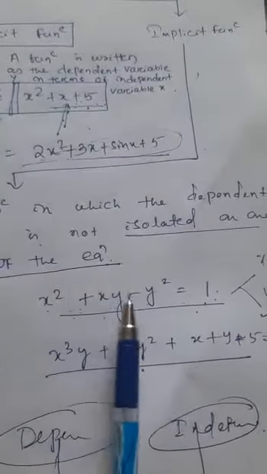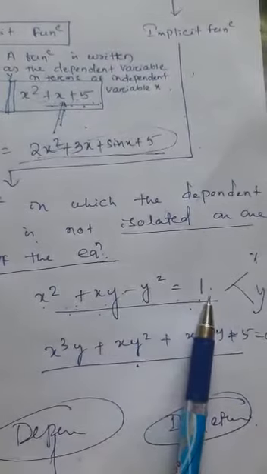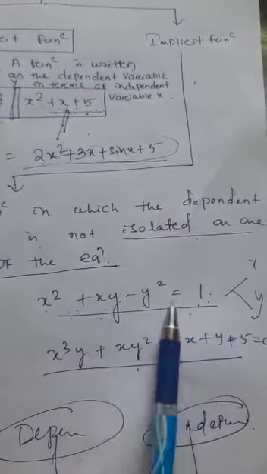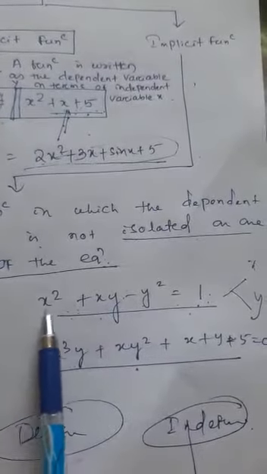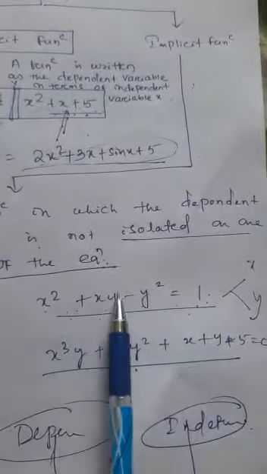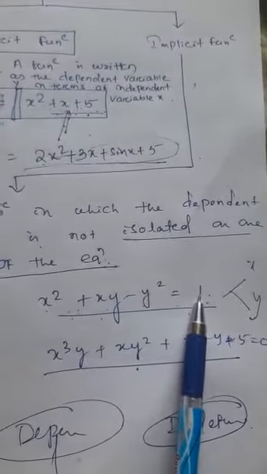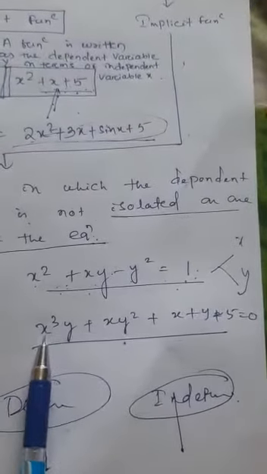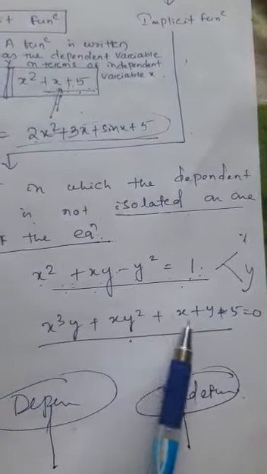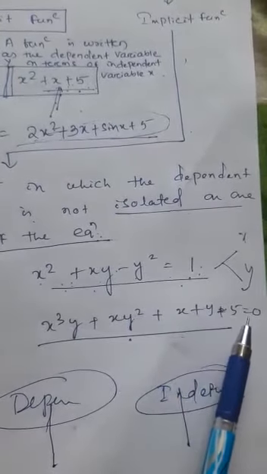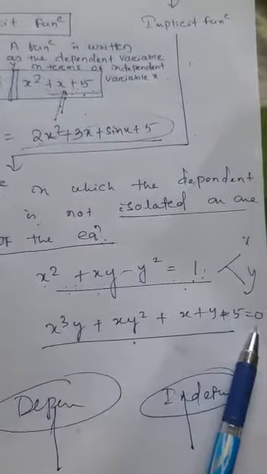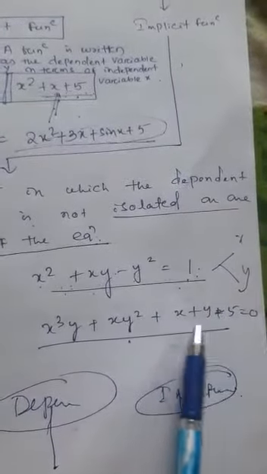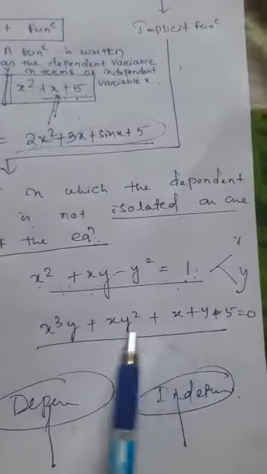See, x square plus xy minus y square is equal to 1. Here we cannot split x and y to different sides. They are written in an equation type: x square plus xy minus y square equal to 1. X and y cannot be split. Next, the second equation, x cube y plus xy square plus x plus y minus 5 is equal to 0, or it may be plus 5 equal to 0, whatever may be the case. This is an example of an implicit function or implicit equation, as we cannot split x and y.